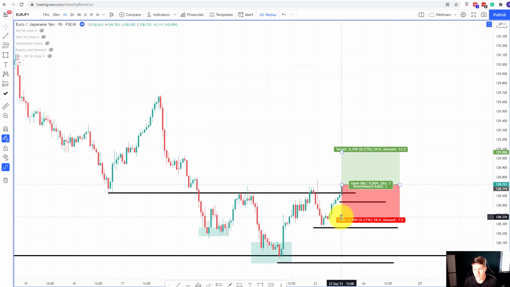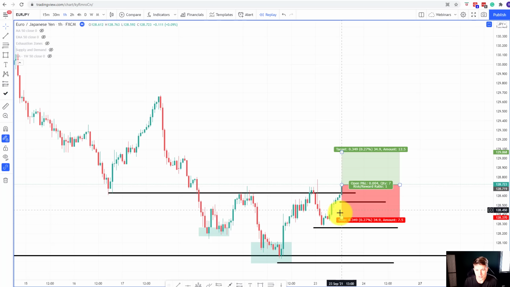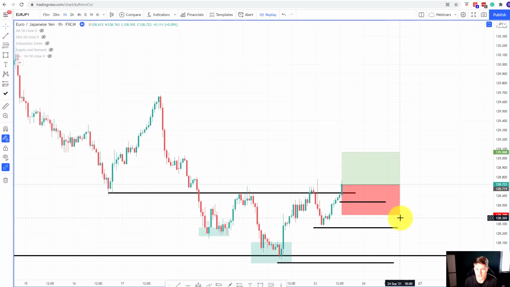The answer for me is always somewhere in the middle. I don't think the very extreme stops are necessary. Also, the very close stops are a little bit too extreme. So my stop loss could go somewhere around here between the breakout level and the right shoulder. So we could put it somewhere in the middle.